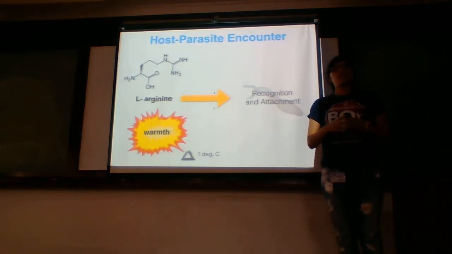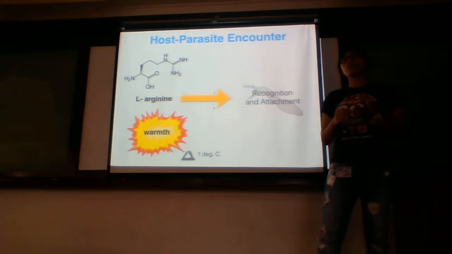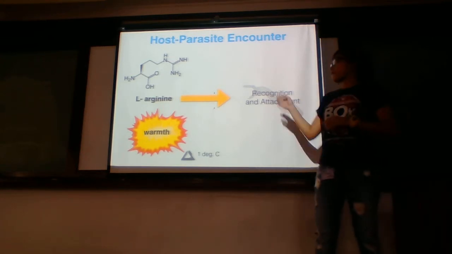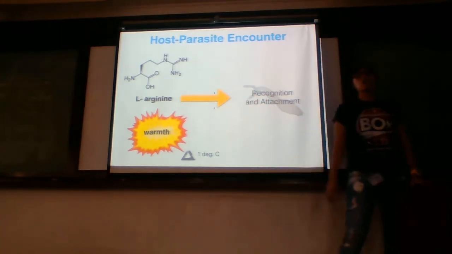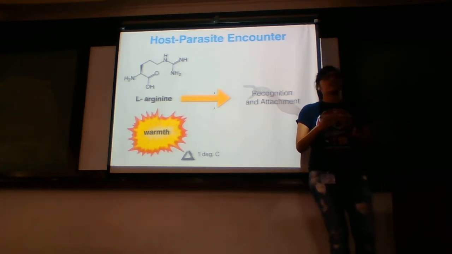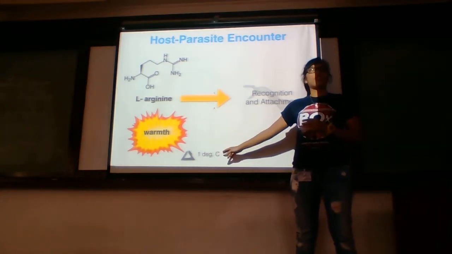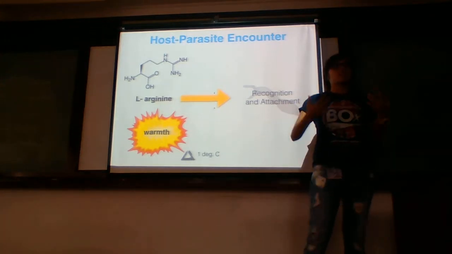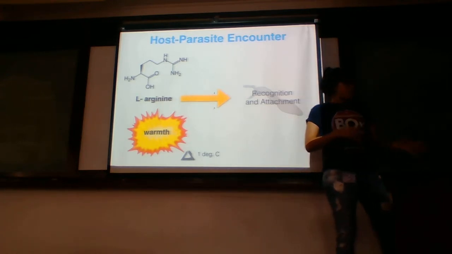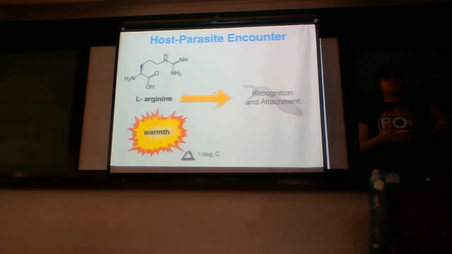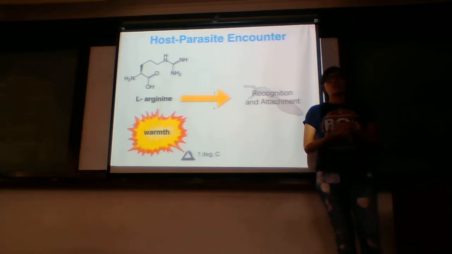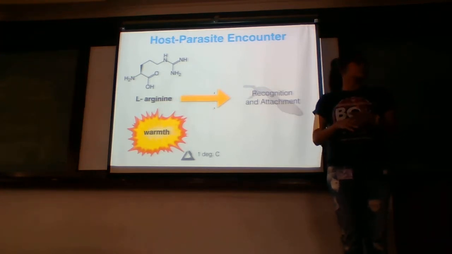Now, when the parasite already reaches the host, recognition and attachment is dependent on two stimuli, L-arginine and warmth. Now, how does this happen? For warmth, if the Cercariae is able to detect a change in even the slightest 1 degree Celsius, an increase in 1 degree Celsius, the Cercariae identifies it as an optimal environment to invade. L-arginine, on the other hand, helps in directing the movement of the parasite towards the host. Because as we know, the Schistosoma mansoni invades the blood vessels.